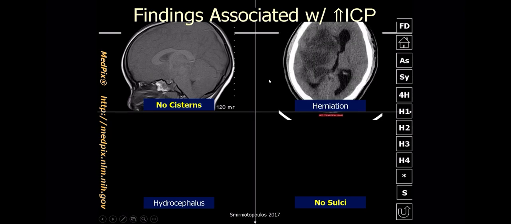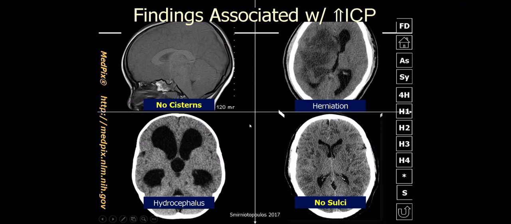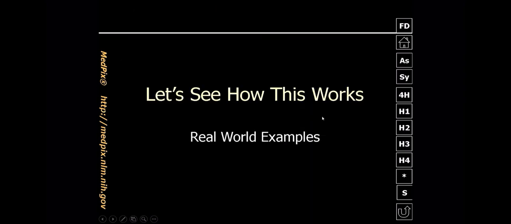This patient has an obvious large mass causing significant herniation. This patient has obviously a significant hydrocephalus. And this patient has a hypoxic episode with diffuse gray matter edema, and there's no sulci here, and the ventricles are relatively small. So how does this work in the real world?